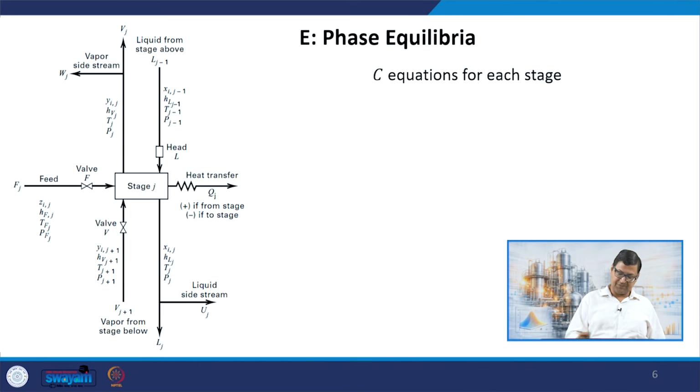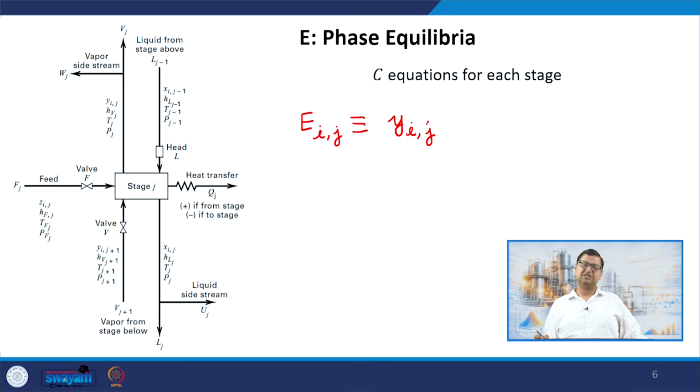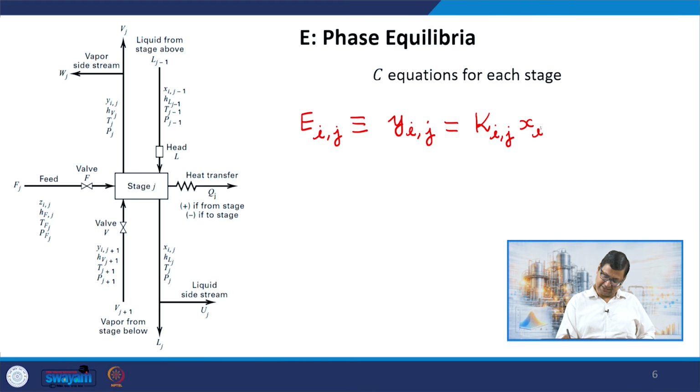What are we going to get? So we have, I can label again the equation as something like Eij. So for component I in stage J, the mole fraction of species I in the vapor phase will be, as we have discussed, some k value Kij for the component in that stage multiplied by Xij. This has to be a minus sign just to make it equal to 0. This equal to 0, right?